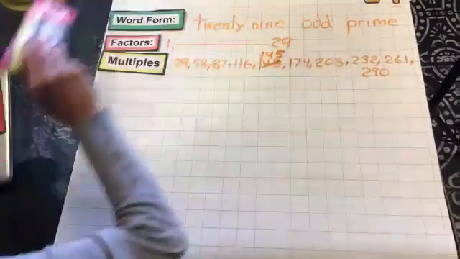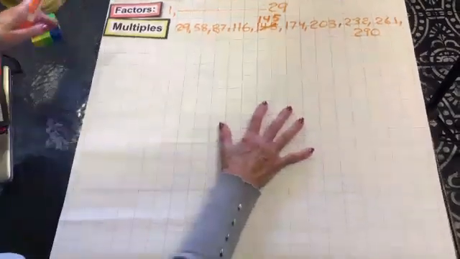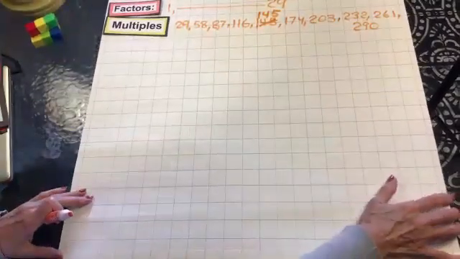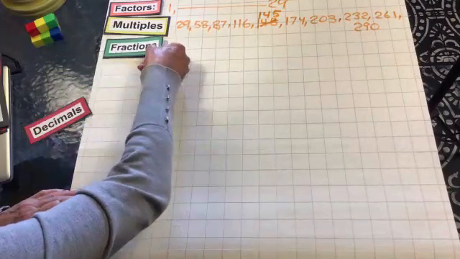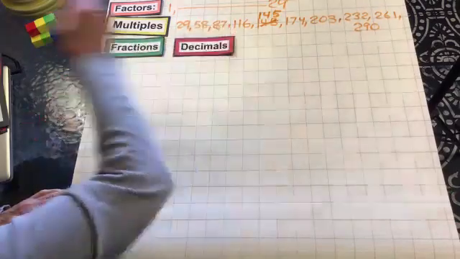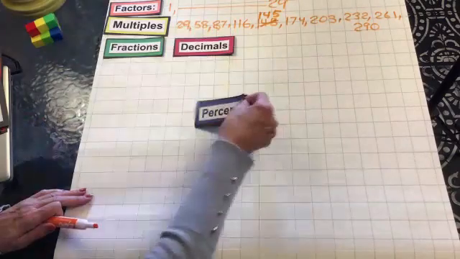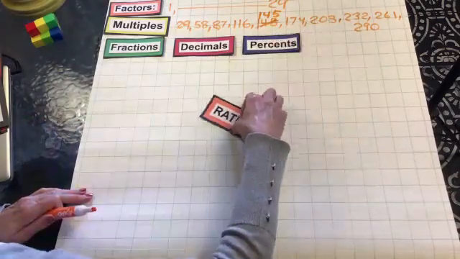All right, so let me move this up so we can go on to our next category. So our next category is fractions, decimals, percents, and ratio.